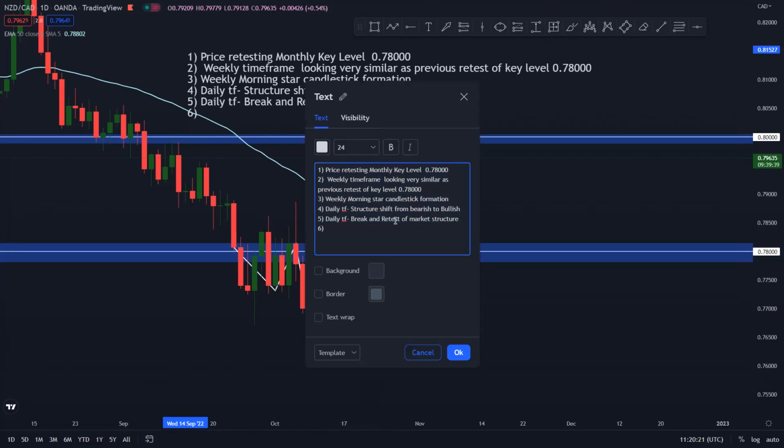You can see my very strong reasons why. Eventually, my taking this trade becomes a very high probability trade.